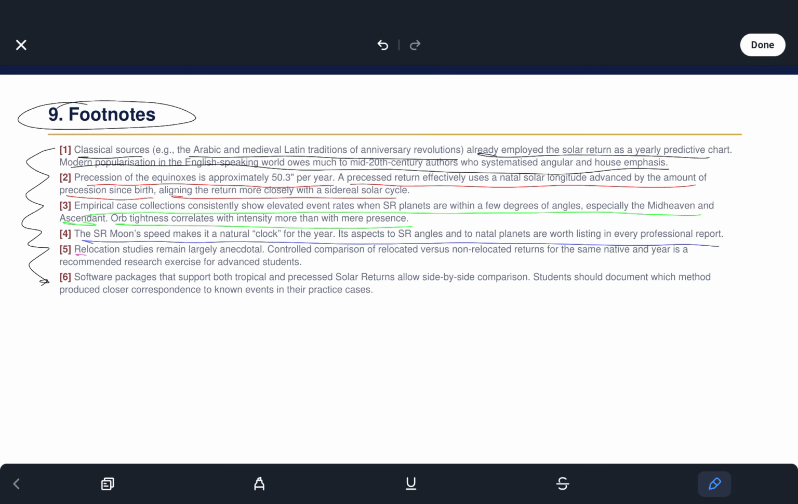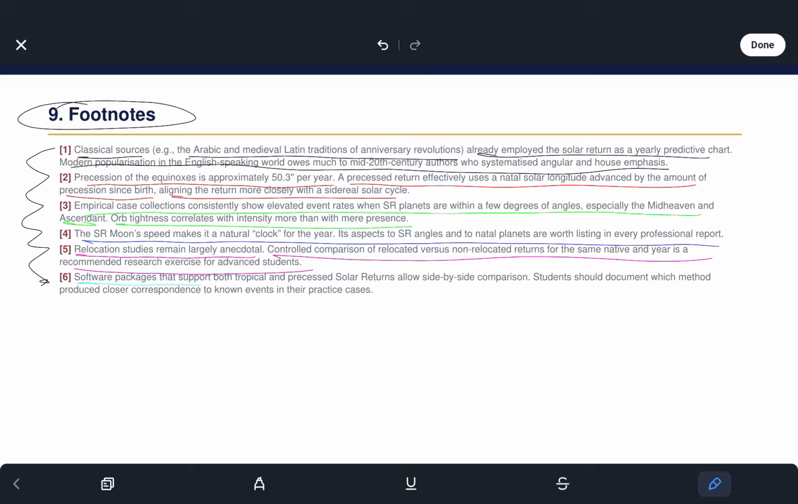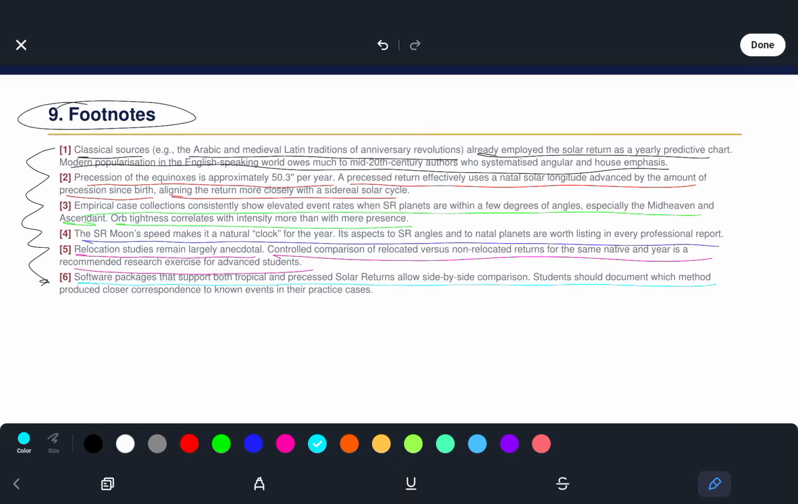Relocation studies remain largely anecdotal. Controlled comparison of relocated versus non-relocated returns for the same native and year is a recommended research exercise for advanced students. Software packages that support both tropical and precessed SRs allow side-by-side comparison. Students should document which method produced closer correspondence to known events in their practice cases.